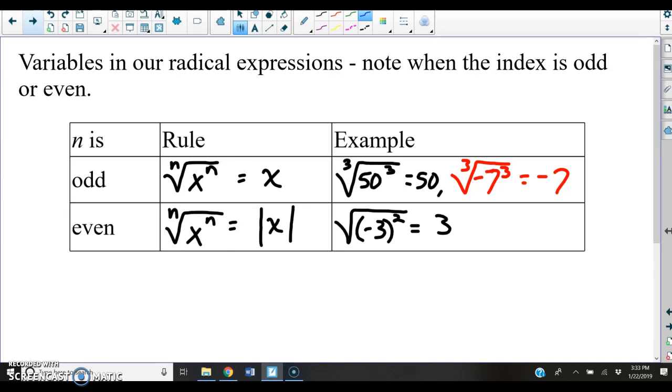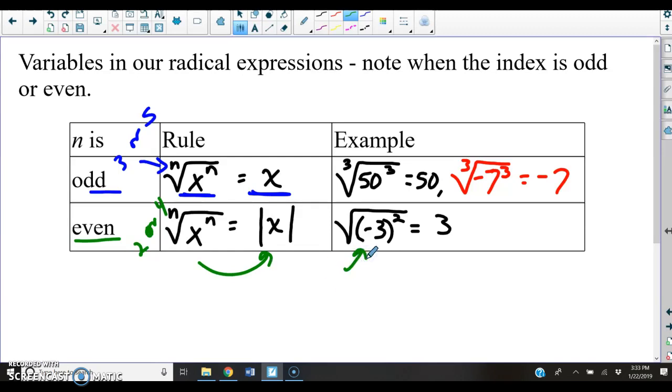We don't see this very often, but I do have to make sure you know that it's there. When you have an index that is an odd number, for example, your index is 3 or 5, I don't know when you'd ever see the 5th root, whatever your number is, positive or negative, your answer is okay to be positive or negative. But if it is even, typically 2 or 4, then when you take the root, make sure that it is positive.